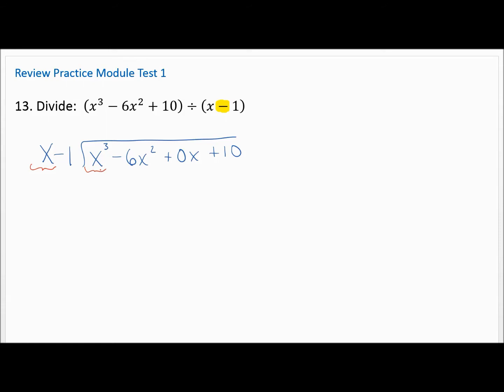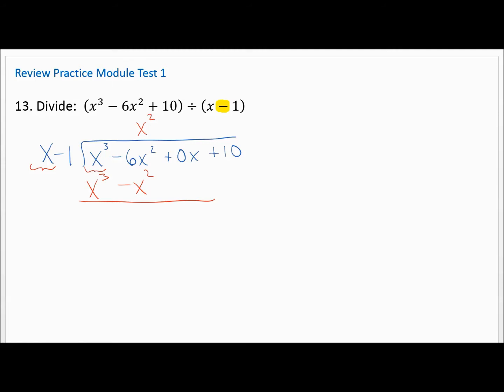So what do I multiply x by to make it an x to the third? Well, that's x squared, right? So I just put my x squared in the quotient area above my x squared term. Now I use the distributive property. X squared times x is x to the third, and x squared times negative 1 is negative x squared. So that's where you pick up the minus 1, is when you use the distributive property.